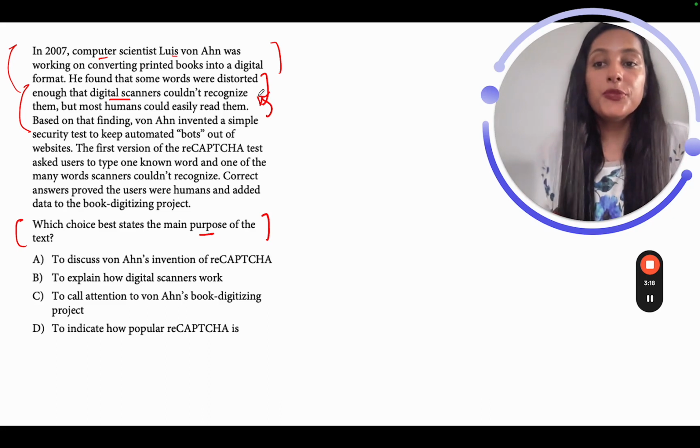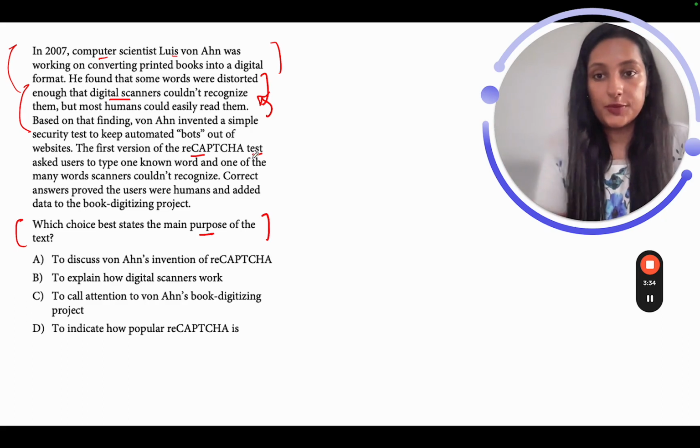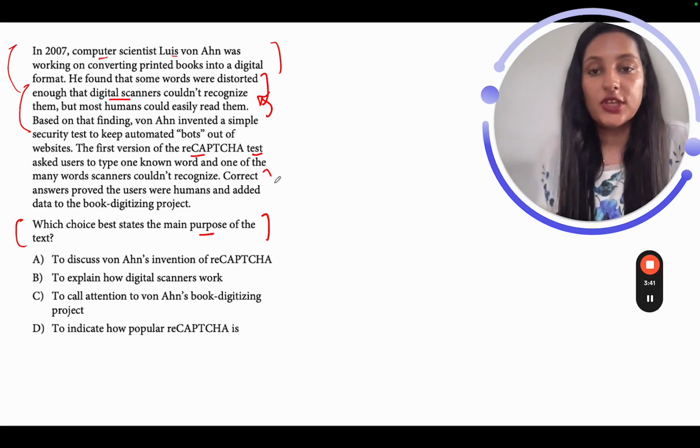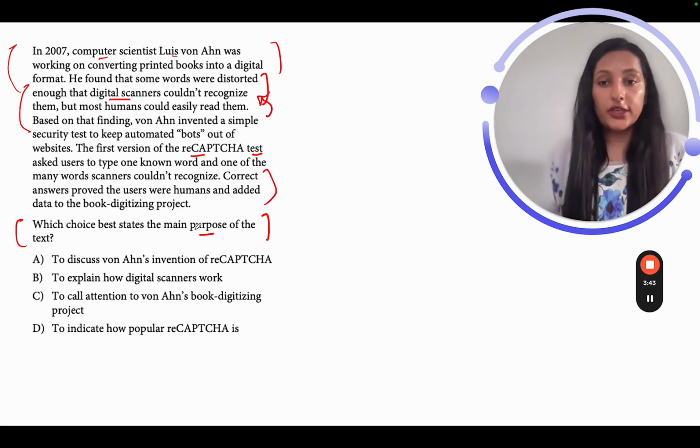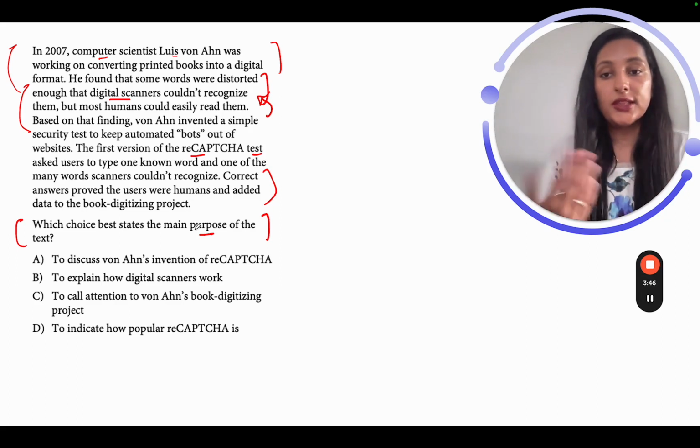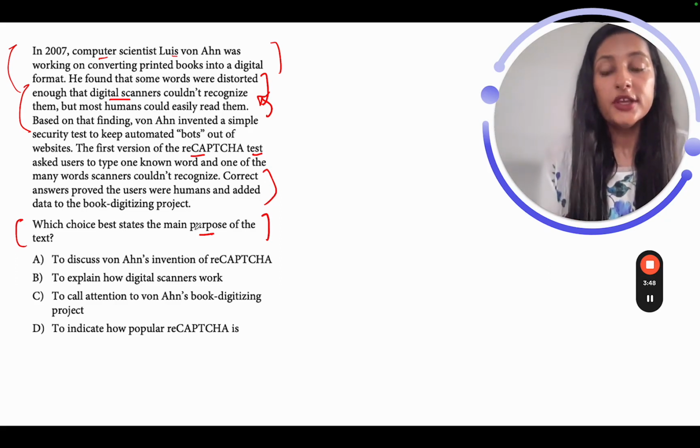Let's read ahead. The first version of the reCAPTCHA test asked users to type one known word, and one word scanners couldn't recognize. So we know the test's name now. It's a reCAPTCHA test. And what was the first version supposed to do? It's been told to me in this sentence. Let's read ahead. Correct answers proved the users were humans and added data to the book digitizing project. So what happened when they gave the correct answers in this reCAPTCHA test? Again, that's been told to me. So this is what I understand from the text in a very overall manner.